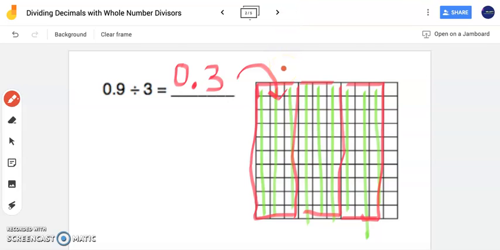Now you could choose to use the visual models. Some of you might have recognized 9 divided by 3 is 3, but we don't have 3 wholes as my answer. It would be 3/10 because I'm starting with 9/10. Some of you might still want to draw out these visual models on your paper, and that's absolutely fine.